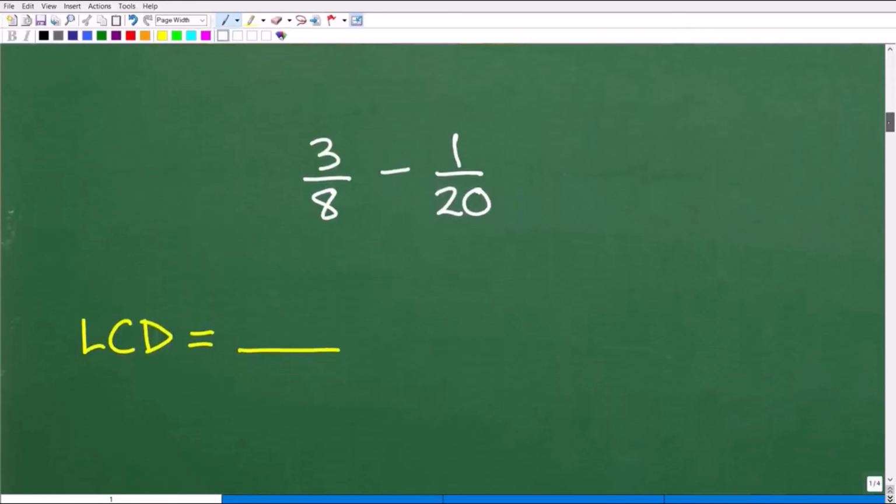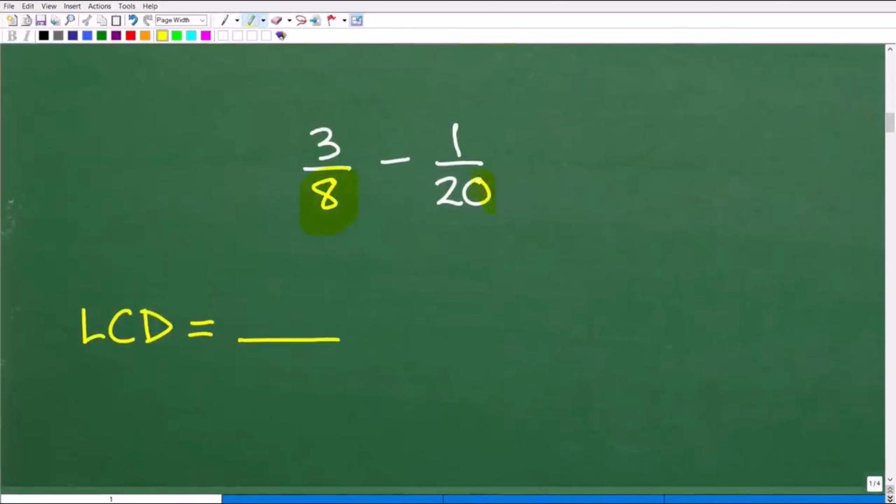Okay, so what we need to do is find a denominator, a number that both 8 and 20 have in common. Okay, we're looking for a common denominator, and 8 and 20 have a ton of different numbers they have in common, but what we want to do is find the lowest one of those denominators that they have in common. The whole idea is we need to find a new denominator because we got to get these the same, and of course 8 and 20 are not the same, so we need to rewrite these fractions such that they have a common denominator, but specifically the lowest common denominator.